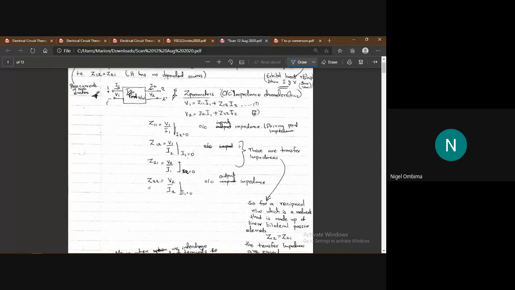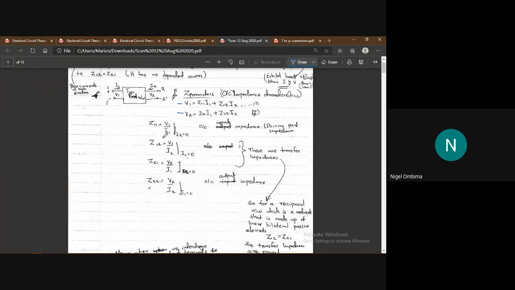And here, V1, V2, current I1 goes in at port 1, and I2 goes in at port 2 from the other side. Now, Z parameters are also known as open circuit impedance characteristics. The parent equations are there. V1 is equal to Z11 I1 plus Z12 I2. That's equation 1, and V2 is equal to Z21 I1 plus Z22 I2.